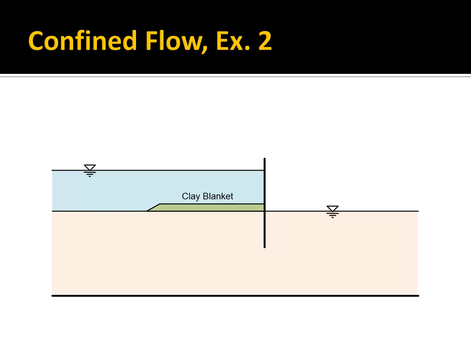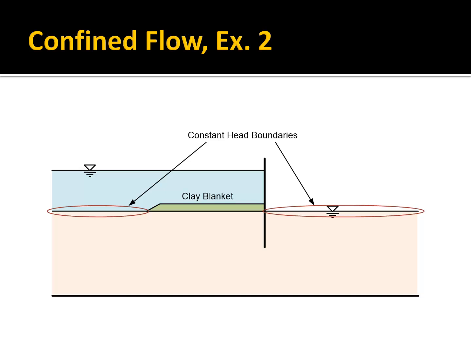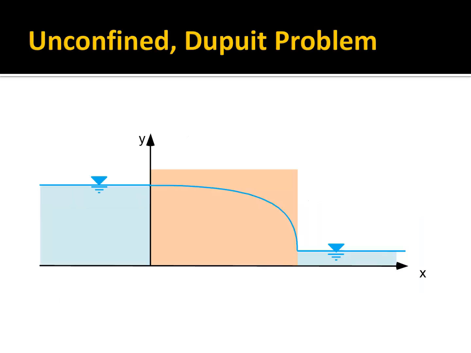Here's another one. Same sheet pile problem. We've seen this before when we're talking about flow nets. We have an upstream clay blanket. In this case, these would be your constant head boundaries, and everything else would be a no-flow boundary.